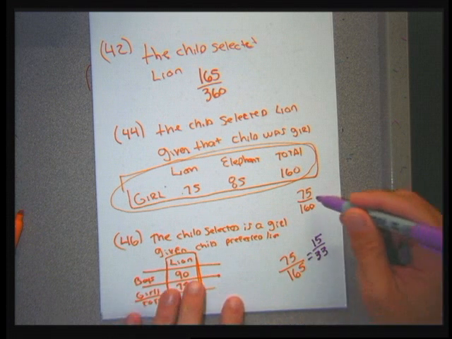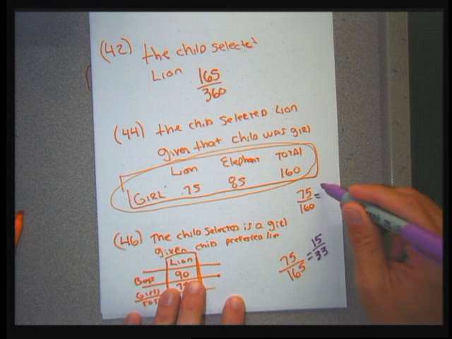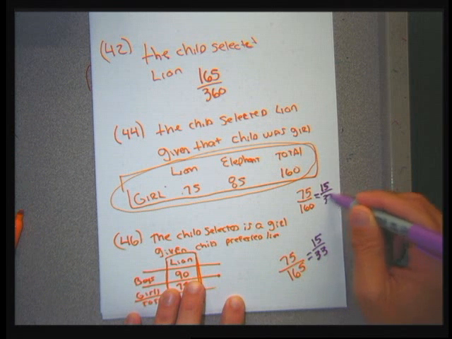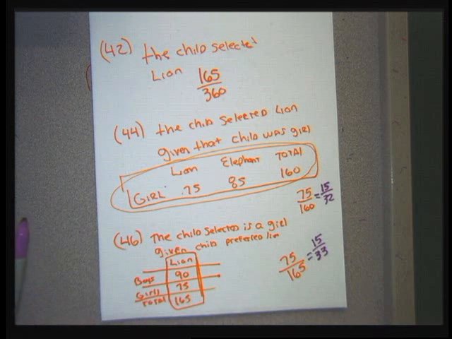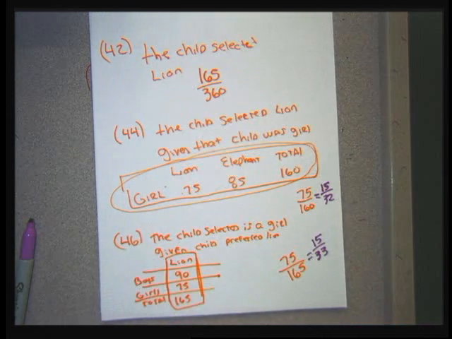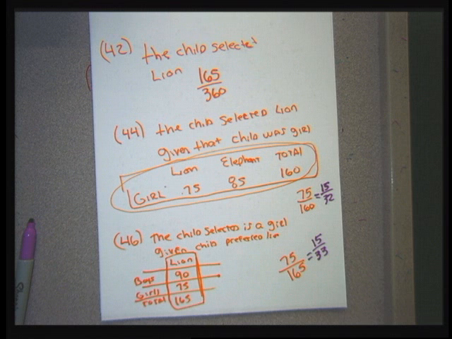Similarly, if I did this last problem, reduced it by 5, 75 divided by 5 is 15, 160 divided by 5 is 32. That would be better answers for 44 and 46. And you could also reduce the answer for 42. Way easier to reduce via a calculator than without a calculator.